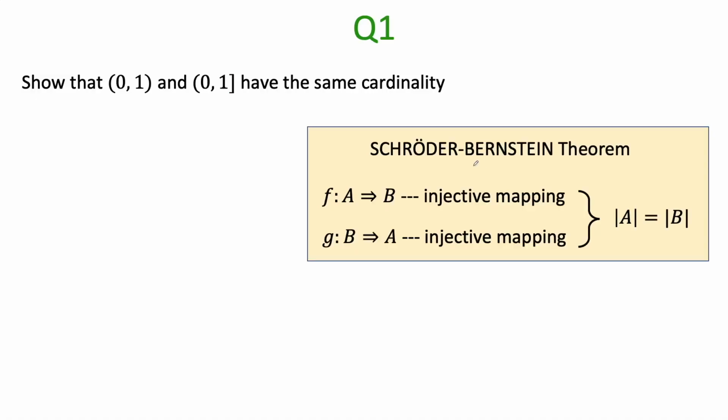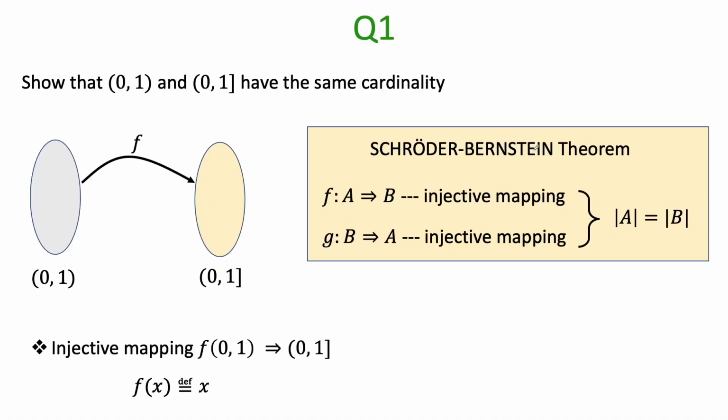So recall the Schroeder-Bernstein theorem, which says that if you want to prove that two sets have the same cardinality, show injective mappings from the first set to the second and from the second set to the first. So we are going to do the same thing here. Here are our two sets. Let's consider the injective mapping F, which is the identity mapping.